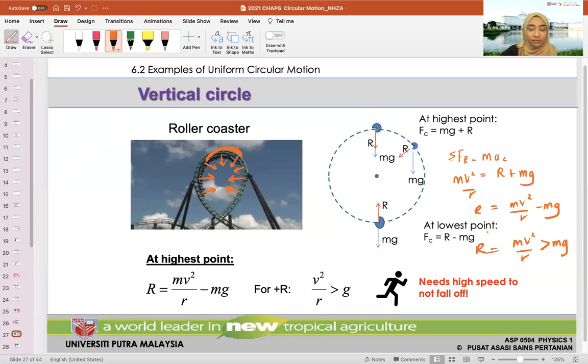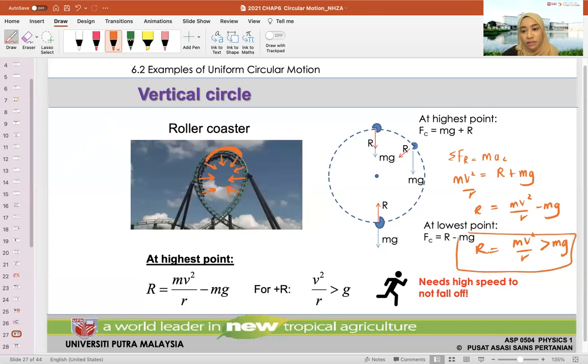Okay, so engineer dah fikir siap-siap dah, okay, kalau naik atas ni kita punya V kena lagi besar daripada mg, sebab kalau tak nanti semua orang jatuh and then will be sued. So they designed it to be fast over here, okay? So it is based on this.